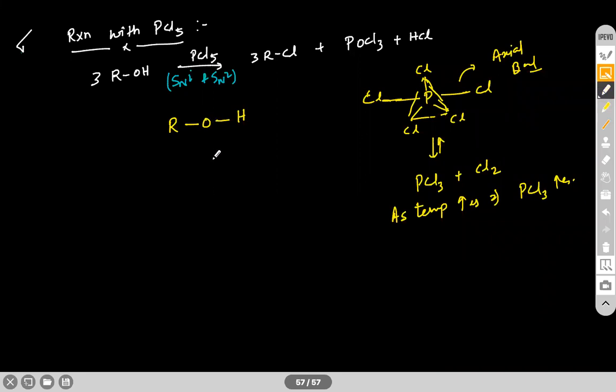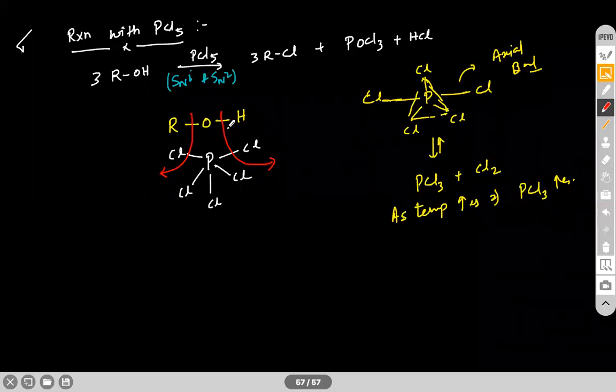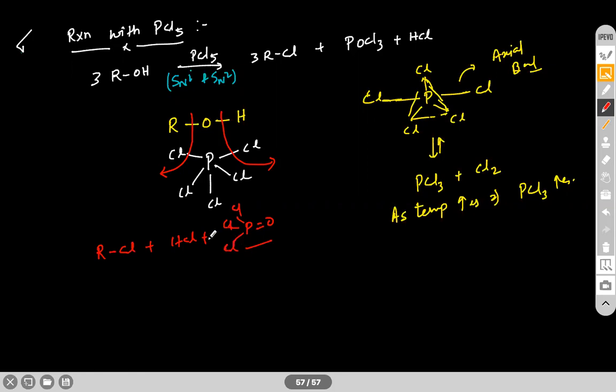Now, how to write down the product with this alcohol? So what I'll suggest, I'll write down the molecule structure like this, with the 3 chlorine atoms written like this. Okay. Now, 1 chlorine goes with hydrogen, another chlorine goes with the alkyl group, and the rest is attached to the phosphorus and oxygen. So we get here RCl plus HCl plus POCl3. This is the product.